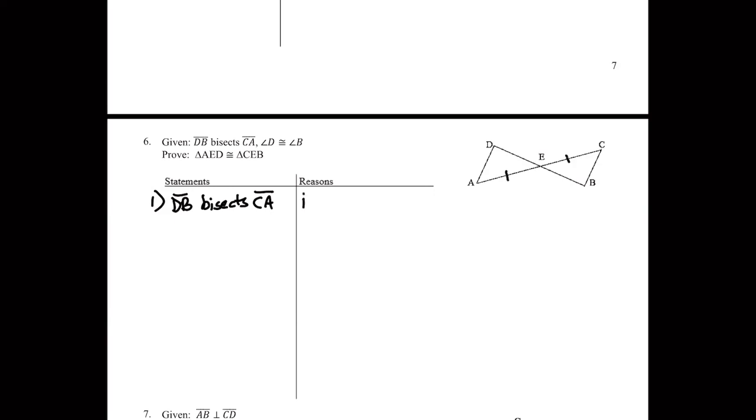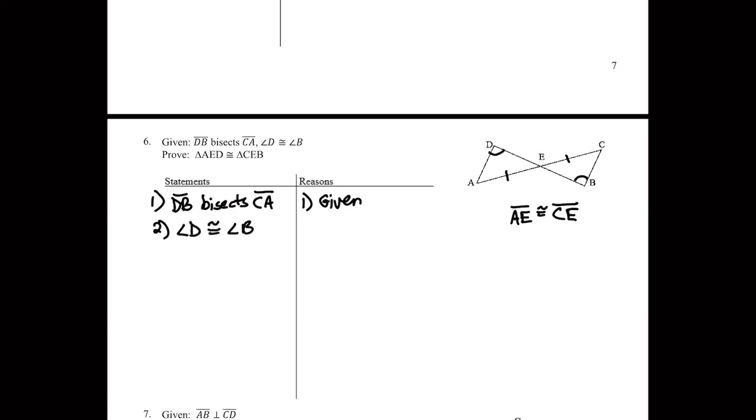So that means, this is my given, that AE has to be congruent to CE. And we'll get to the justification on that in a sec, but hint, it's in the statement. Bisect is going to be in there somewhere. They also flat out told us that D and B are congruent to one another. So my second given here would be angle D is congruent to angle B.